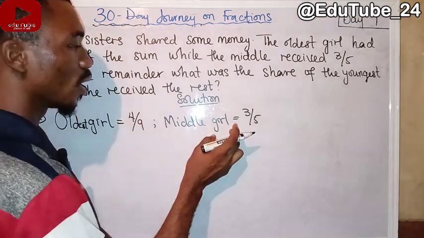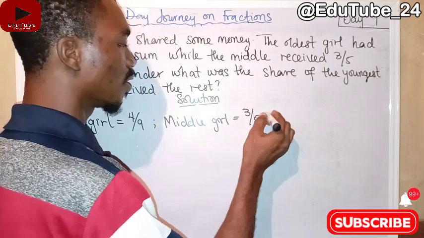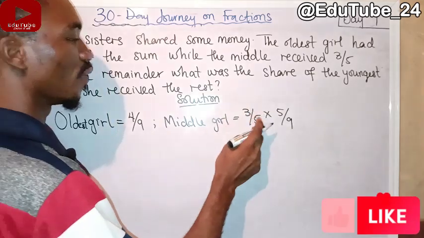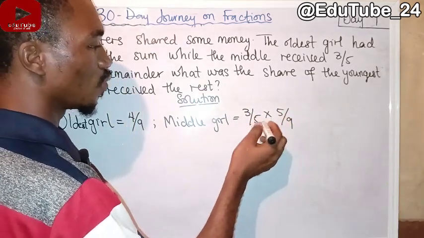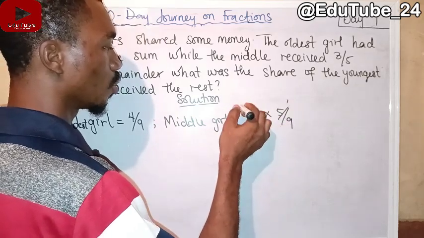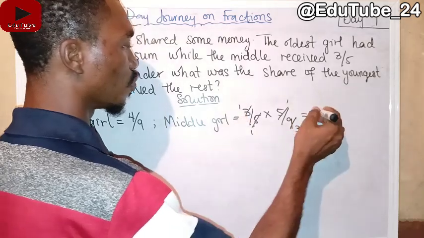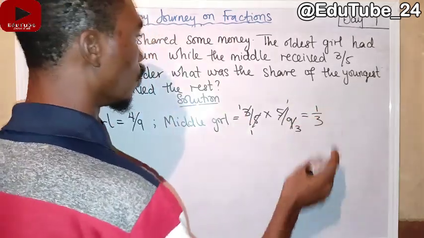So the middle girl now received 3 over 5 of the remainder. We now know that the remainder is 5 over 9. So the middle girl received 3 over 5 of 5 over 9. So we find what can divide 5 and 5, and 3 and 9. So what do we have left? We have 1 times 1, that is 1. 1 times 3, that is 3. So that means the middle girl received 1 over 3.